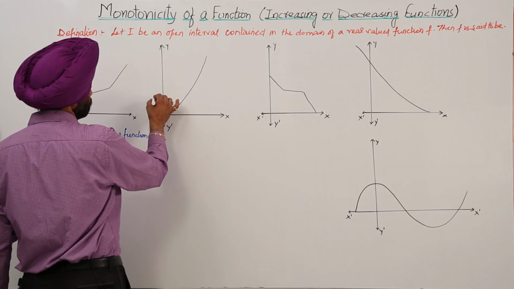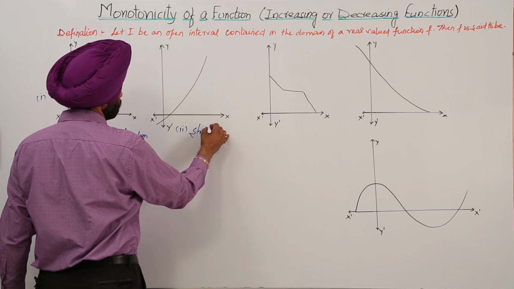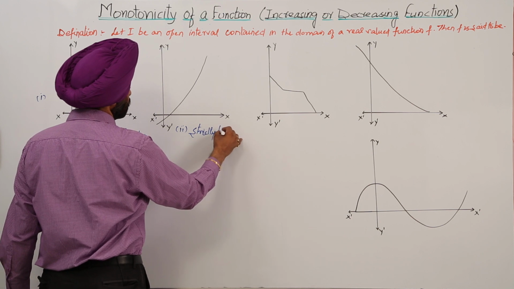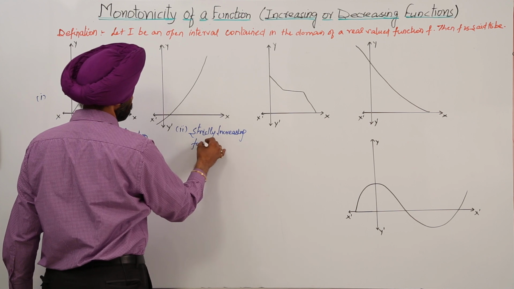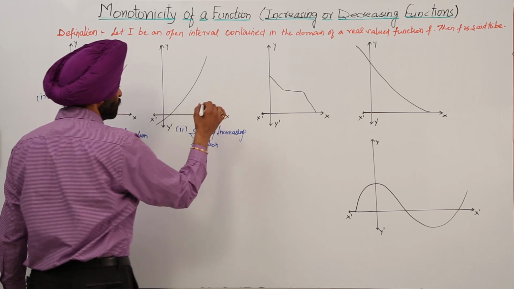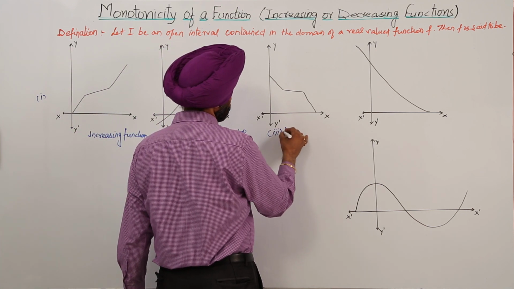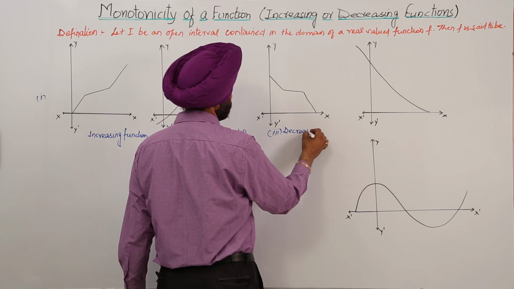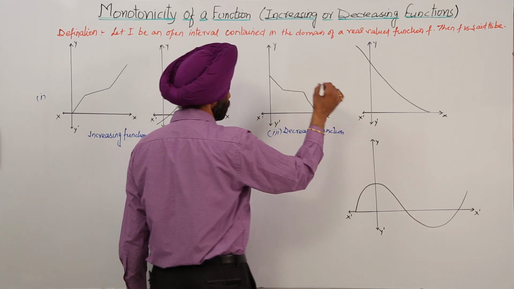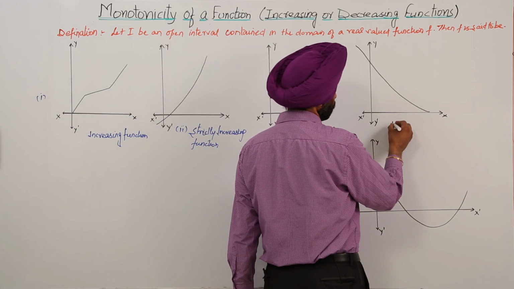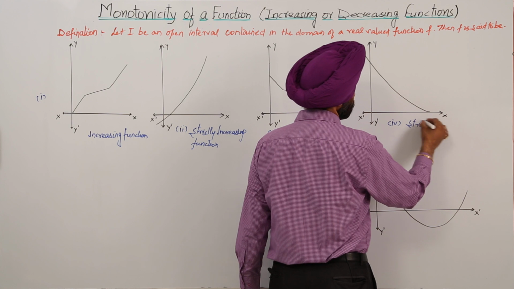Number 2, let this be number 2. It is called strictly increasing function. Then number 3, it is called decreasing function. Number 4, it is called strictly decreasing function.